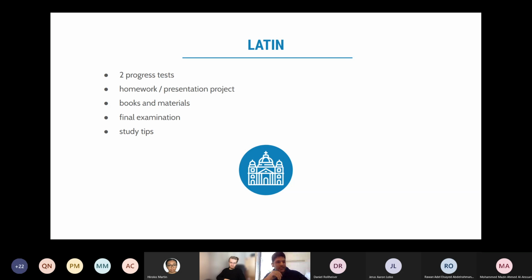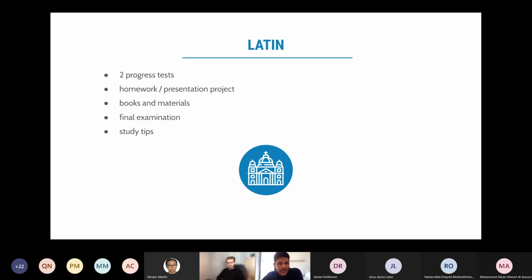Latin, okay. So Latin, the final examination will be a credit test and an oral. That's the same for Czech as well, by the way. And of course, you'll have homework and a presentation project. And I think this can also decrease the pass mark later on.